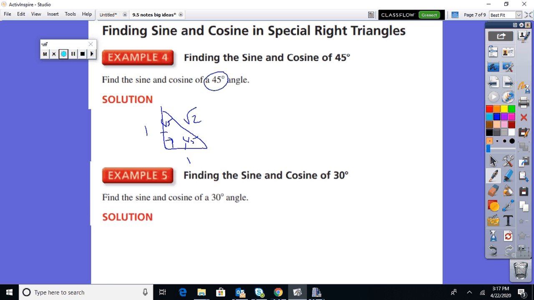So the cosine of 45, adjacent over hypotenuse. These are so huge in pre-calc and calculus. Oh my goodness, the 45s and the 30s. That's why this book is doing this right now. That's why you have these two examples right here. Cosine 45, adjacent over hypotenuse.